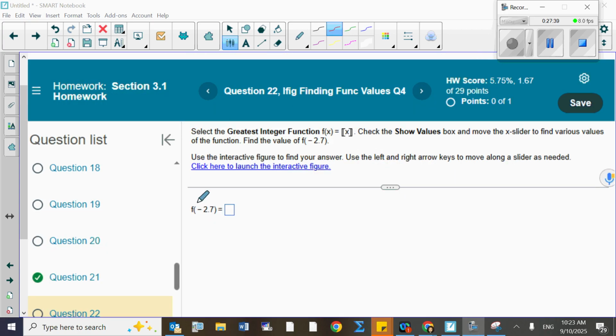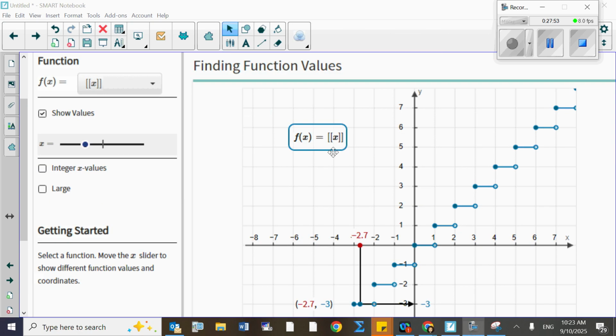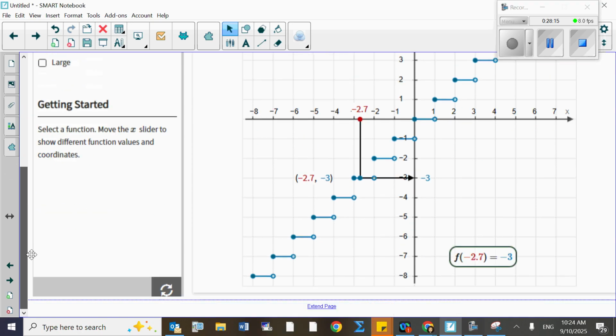Question number 22 is asking us to use the interactive figure to find the answer of f of negative 2.7 if the function is the greatest integer function. So this is the interactive figure here. You're going to choose greatest integer function from this option over here, and then make sure you choose show values, then move this button to the left side until you see the value of negative 2.7 for x. Once you have that, the value of the function is given here and also here. So it's equal to negative 3.